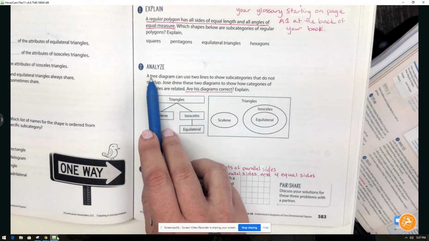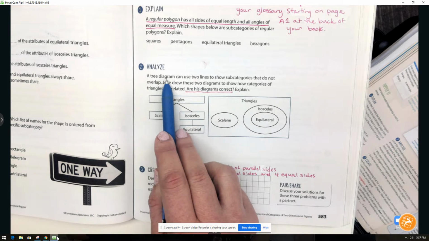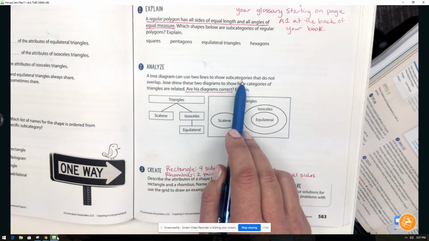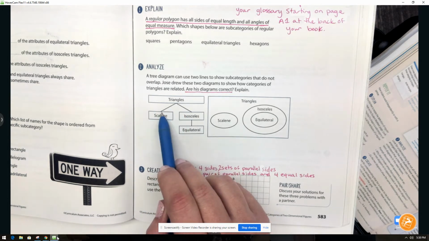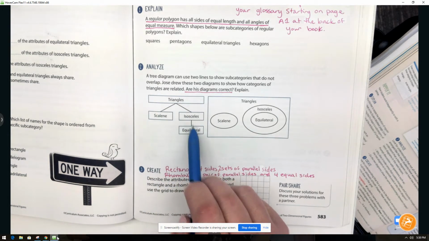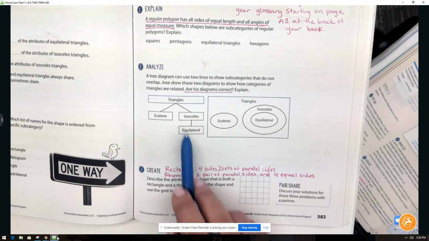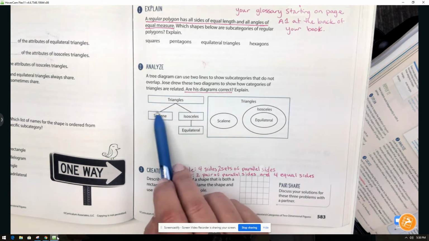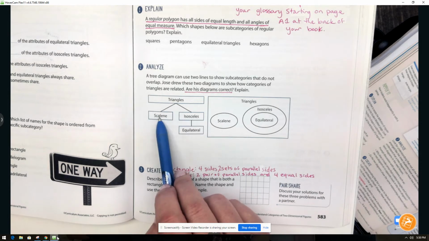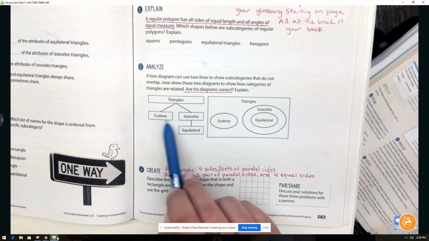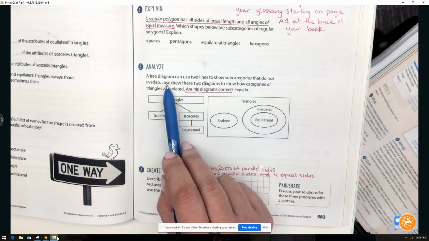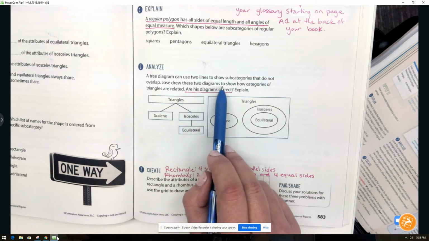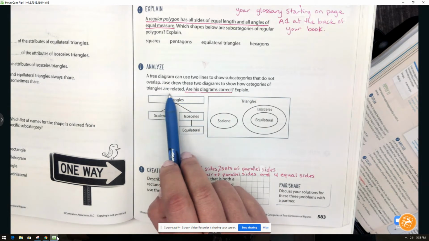Number 2, a tree diagram can use 2 lines to show subcategories that do not overlap. So for example, we have triangles. You can have scalene triangles, isosceles triangles, and then equilateral triangles. Now we know that neither of these is a scalene triangle, but it's still a triangle. Okay, so all of these 3 are still triangles, but a scalene is very different from an isosceles or an equilateral. Jose drew these 2 diagrams to show how categories of triangles are related.